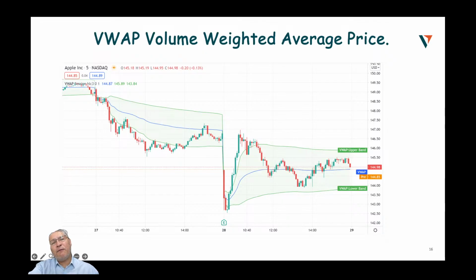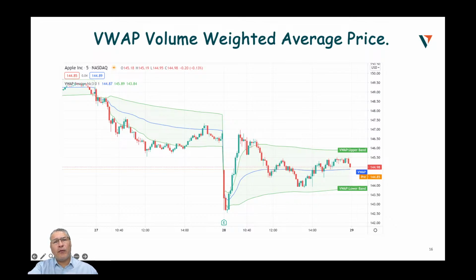So why is VWAP important? Institutional traders use VWAP to gauge whether prices are expensive or cheap relative to the day's trading. VWAP can act as a dynamic support and resistance intraday. Price frequently reacts to its level, and many algorithms and large traders use VWAP as a benchmark for order execution.